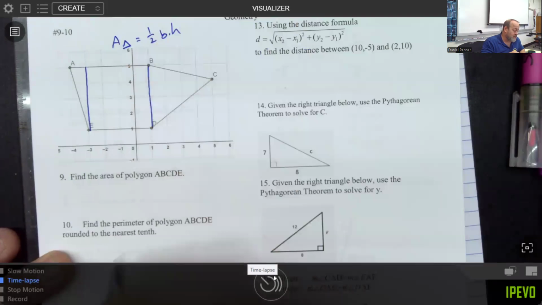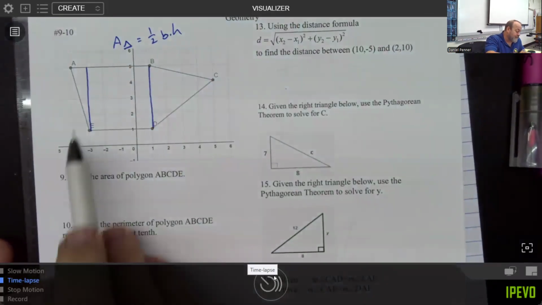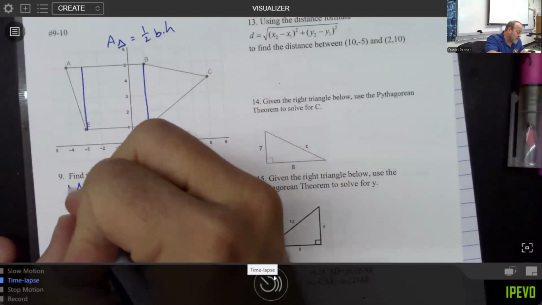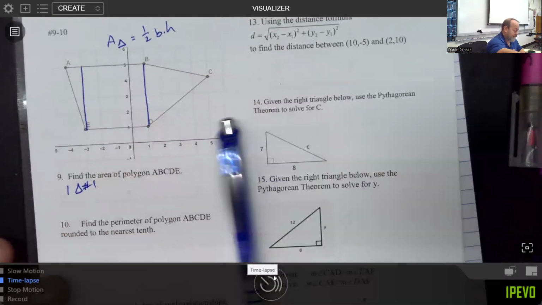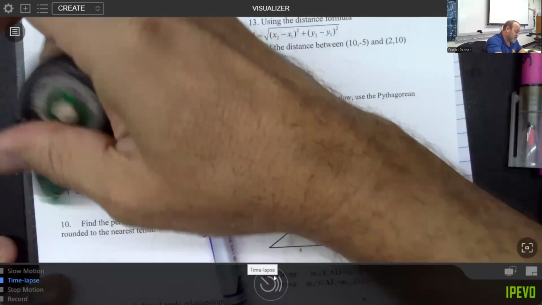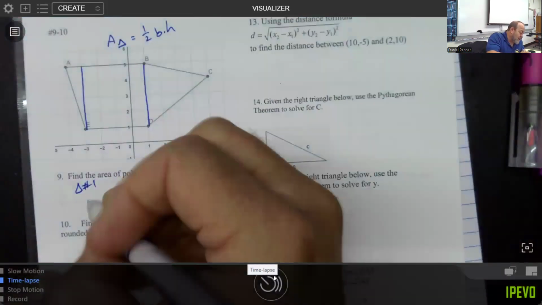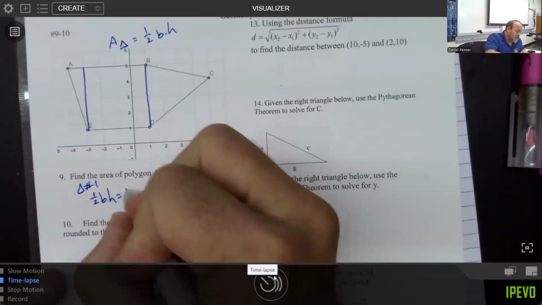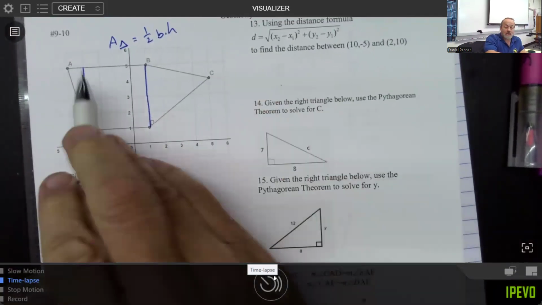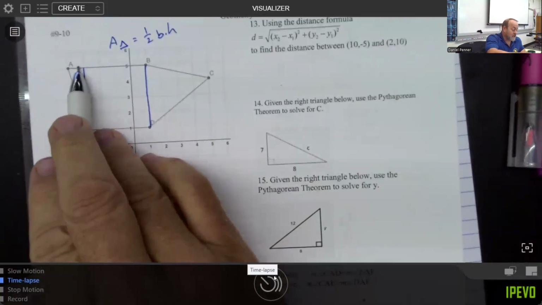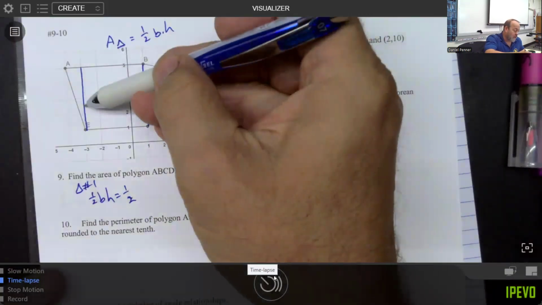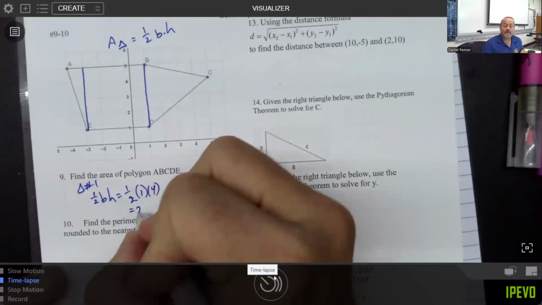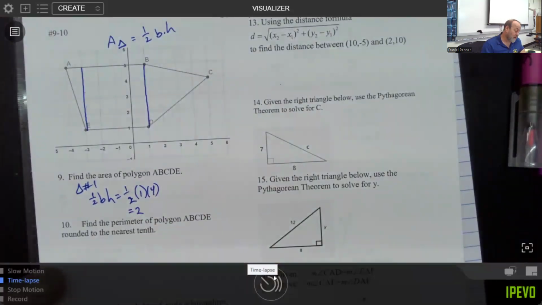On this particular triangle, I'm going to call this triangle number one. I could say that 1/2 the base times the height, I'm going to call the base of this triangle 1, and its height 1, 2, 3, 4. So the area of that particular triangle is 1.